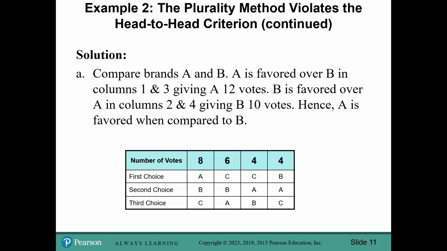Okay. All right, so what did we just do? We're comparing brands A and B. If we compare A and B, here A wins out. Here B wins out. Here A wins out. Here B wins out. So essentially we have A, B, A, and B. And what we notice here is 8 plus 4 is 12 for A. And then we're doing 6 plus 4 for B, for where B won. That's 10. So here, A is the winner when compared to B.